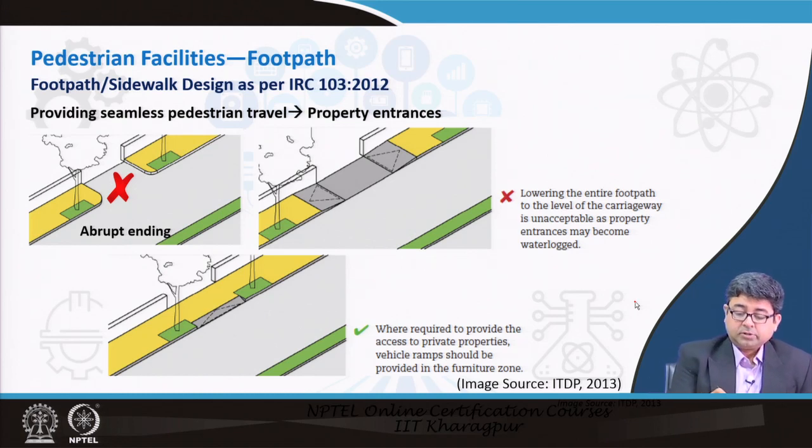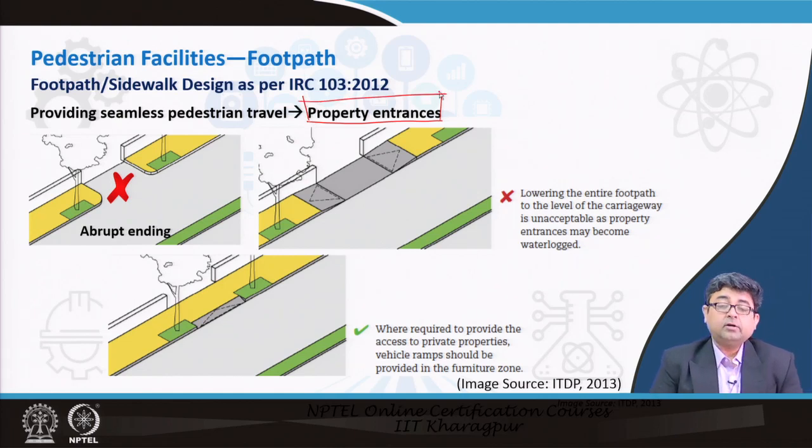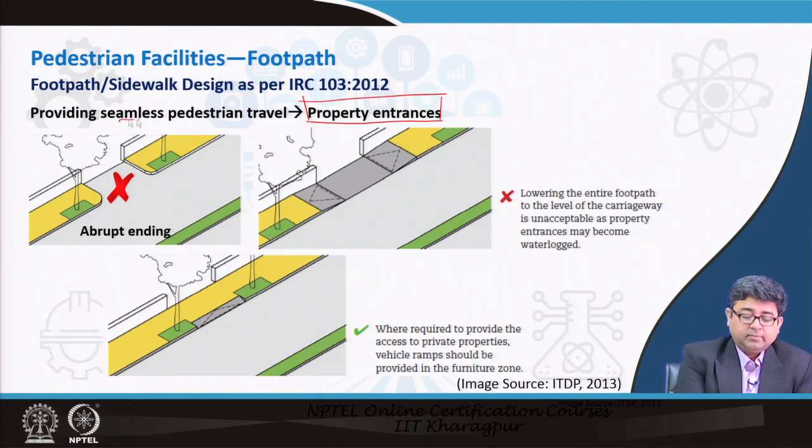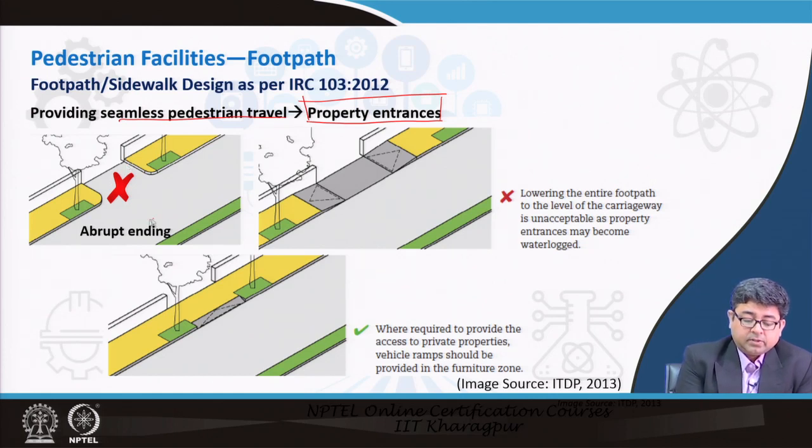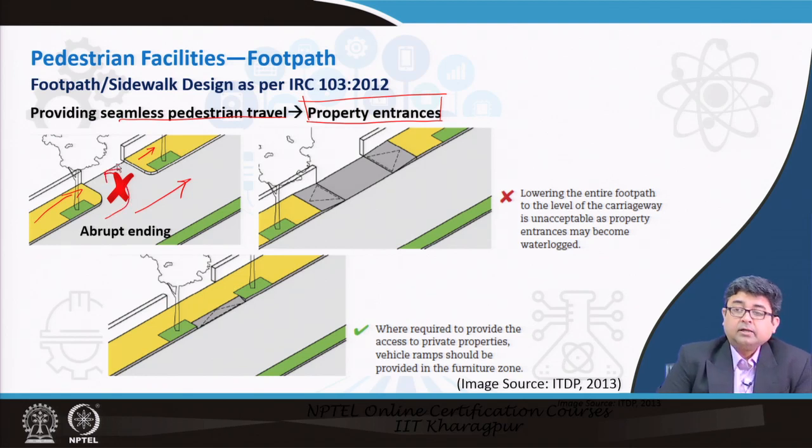The next most important thing is, how do you deal with property entrances, right? How do you design for property entrances in order to provide seamless pedestrian travel? Many times you will be encountering such a situation, right. So, here is your right of way, here is an entrance to a residential building or to a commercial building, and so what happens is this footpath ends here and again starts back up here to provide for direct access to the motorcycle or to the motor vehicle, right.